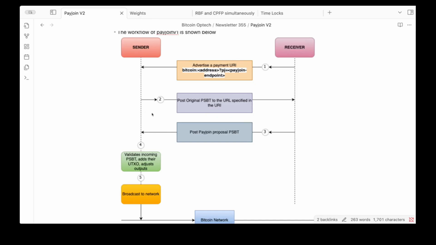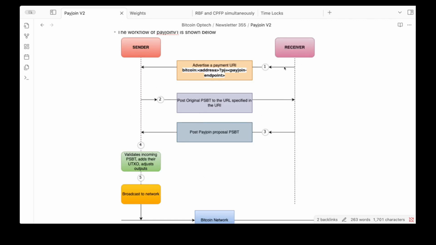It has his inputs and has some blanks so that the receiver can fill in the inputs, and the sender sends this PSBT across to the receiver. So what the receiver does is that the receiver puts in his inputs further and then passes back the final PSBT to the sender. Now the sender validates the PSBT, adds his signature, and then broadcasts the transaction.